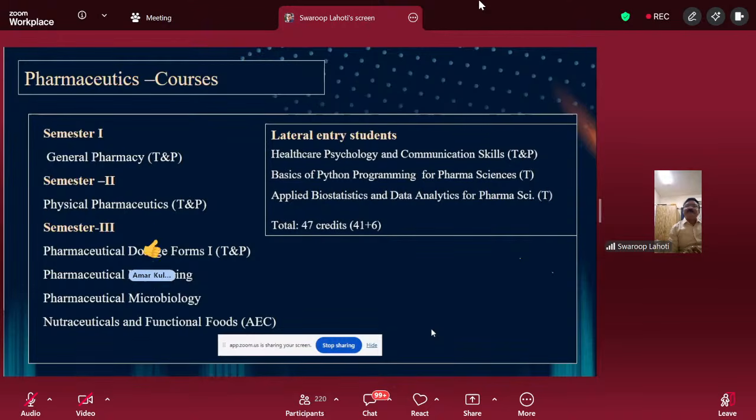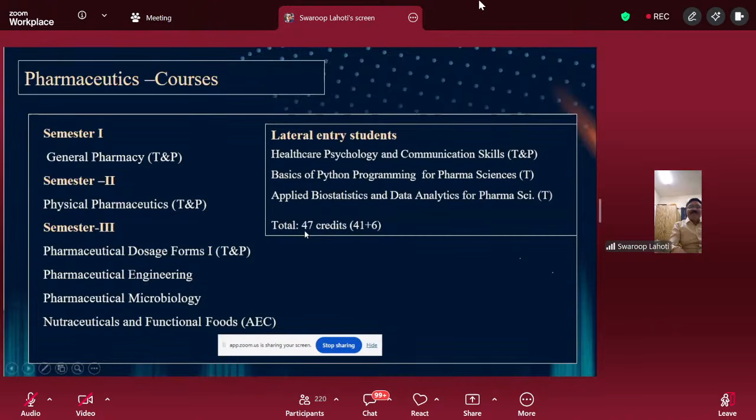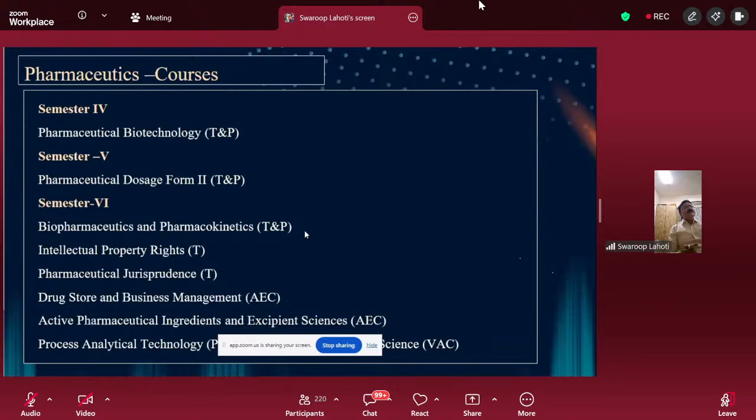Basics of Python programming in pharma science, and applied biostatistics and data analytics also have to be covered, because those students have not studied these subjects during their diploma in pharmacy, so they have to appear for these 3 subjects, and they will get 47 credits after the lateral entry.